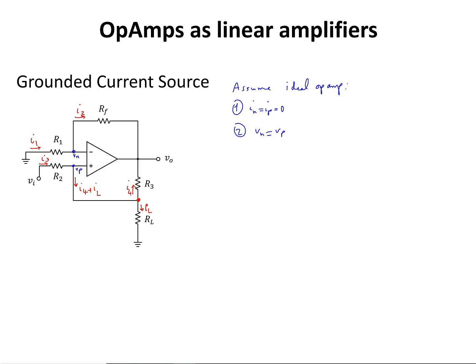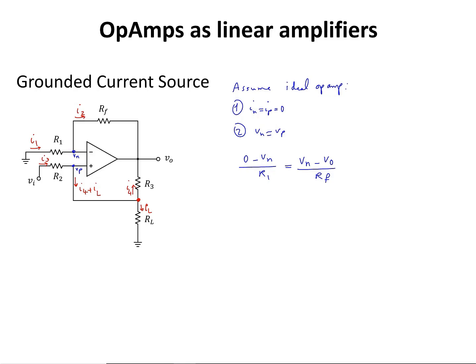Then the KCL at node N at the inverting terminal is going to tell me that for I1, it's going to be 0 minus Vn divided by R1, which is going to be equal to Vn minus Vout divided by Rf.